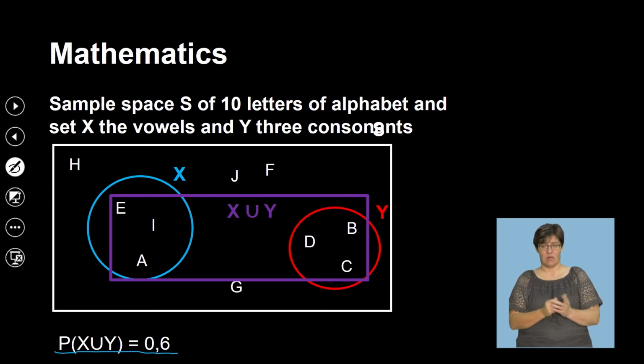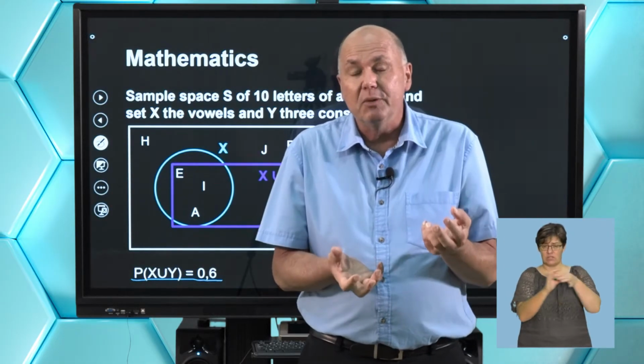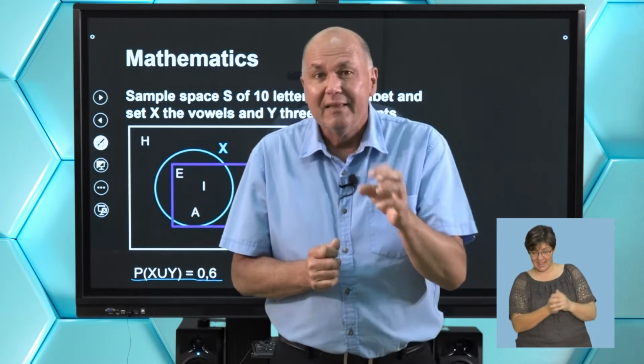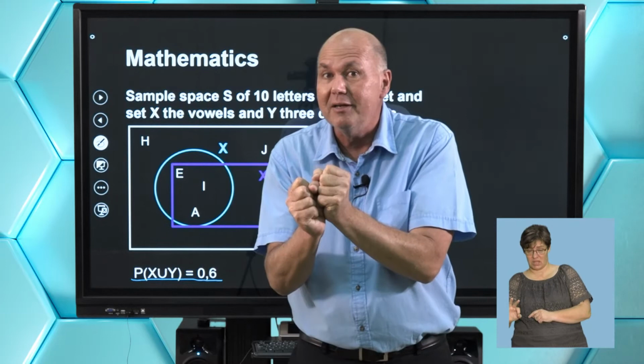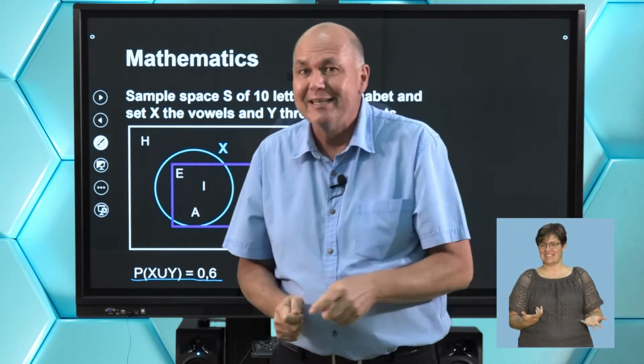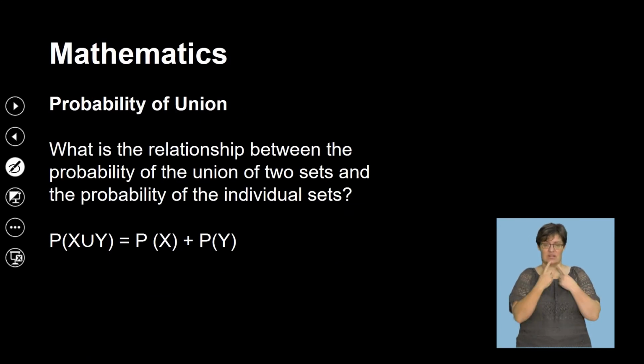And we've drawn the purple box around them just to show that the elements are in either X or in Y. And if they're in either X or in Y, then you could be the winner if those were the rules of the game. So what's the relationship? Well, I hope you can see that if we take 0.3 plus 0.3, we're going to get 0.6. So from this example, we can have this general statement.